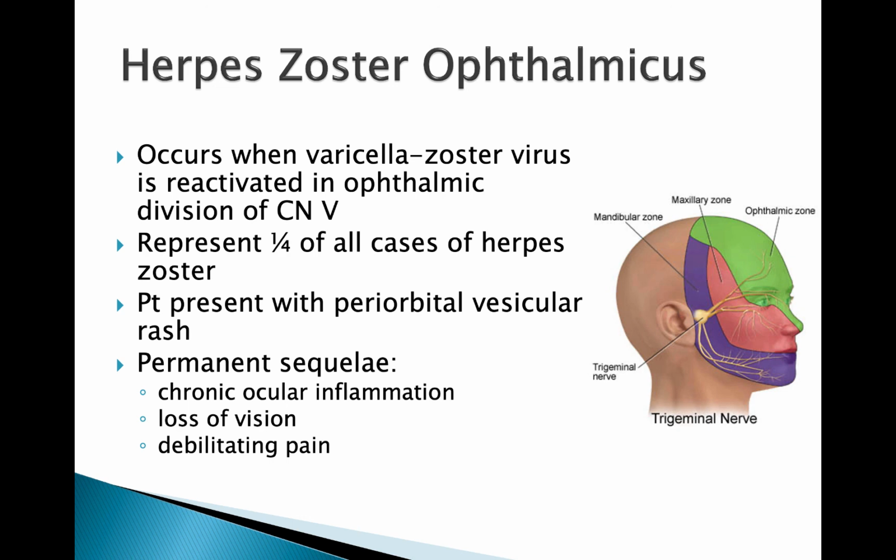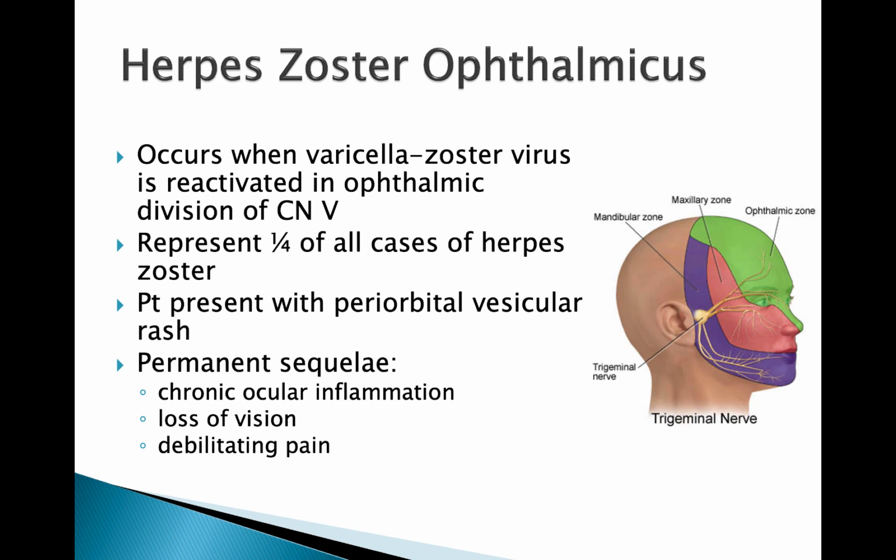Herpes zoster ophthalmicus. It occurs when varicella zoster virus is reactivated in the ophthalmic division of cranial nerve 5. It represents about 1/4 of all cases of herpes zoster, and patients present with periorbital vesicles or rash. Now, the thing is that a lot of people ooh and ah at what a herpes zoster outbreak looks like, but it's really the long-term sequela that is the debilitating condition with herpes zoster.